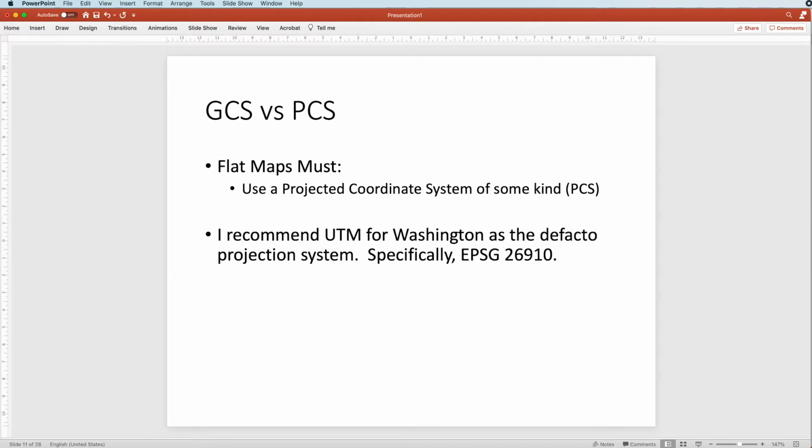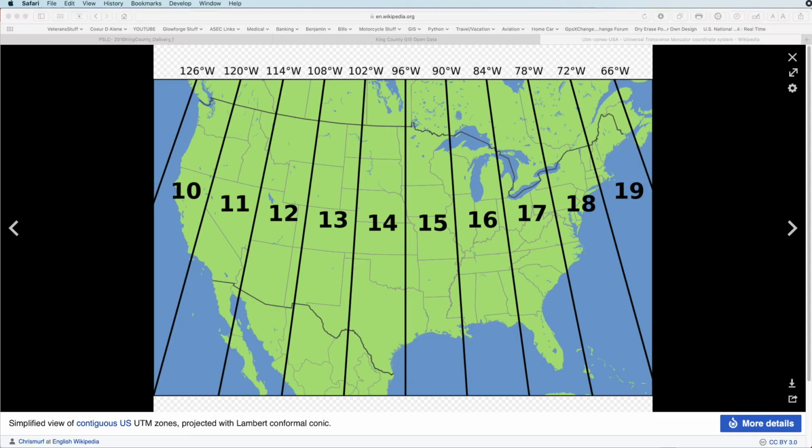The type of projection that we use, and most people who hike and do land navigation use, is called UTM. And UTM stands for Universal, what is it again? Universal Transverse Mercator, I believe. Yes, I remember now. Universal Transverse Mercator. And Mercator is a type of projection, and Transverse Mercator is basically the variation of that.